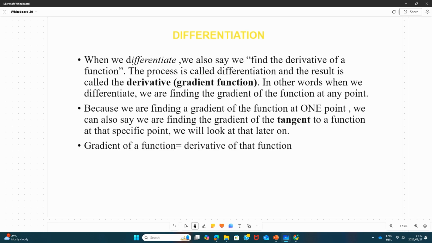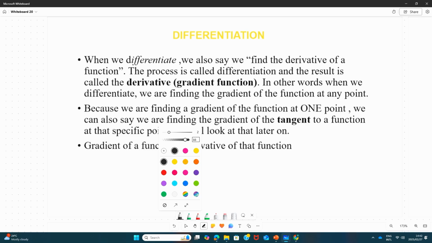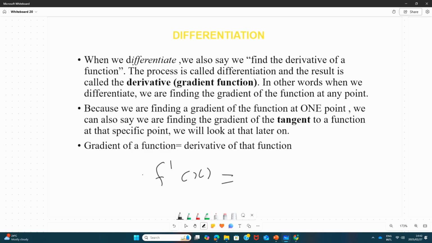Then we need to note this one, that the gradient of the function is equal to the derivative of that function. We can write it like this: if we're saying f prime of x, that f prime of x is equal to the gradient of that function. So whenever you see f prime of x, just know that it is the gradient of the function at any point.